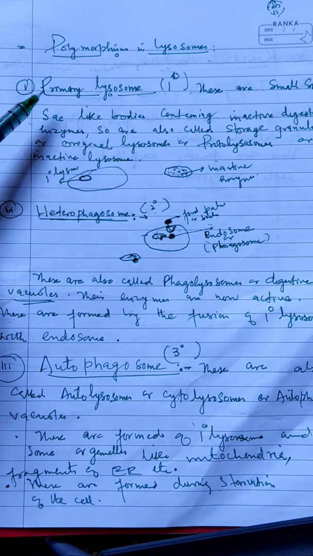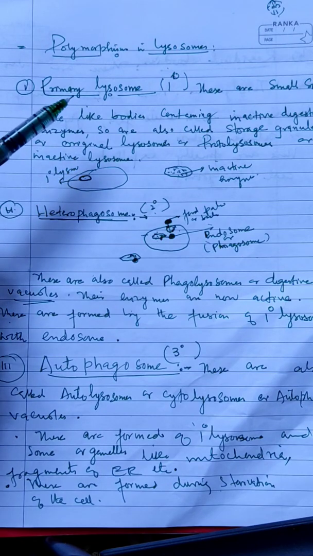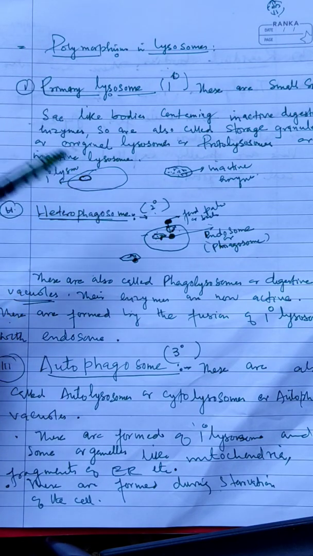So primary lysosomes are made from the Golgi apparatus, and they are just sac-like, bag-like structures which contain enzymes in the matrix, and those enzymes are inactive. They are not in a position to work. They are just inactive bags of enzymes which are called primary lysosomes.